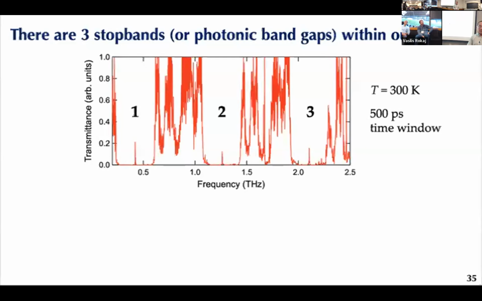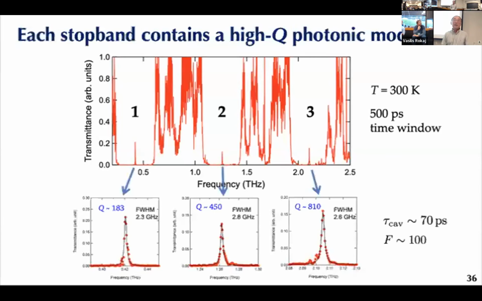Again, 1 terahertz is 4 meV. So within this, there are 3 photonic band gaps or stop bands. And within each stop band, we see a defect mode, a photonic mode, with good Q factors up to 1,000. So here, 810. Typically the line width is a few gigahertz, and the center frequency is a few terahertz. Okay, so a few gigahertz and a few terahertz. So 1,000 corresponds to a cavity photon lifetime of about 70 picoseconds and a cavity finesse of 100.